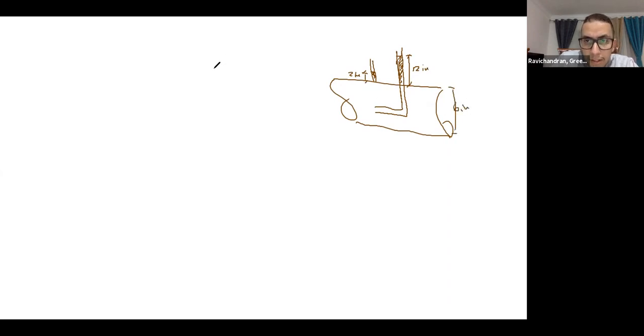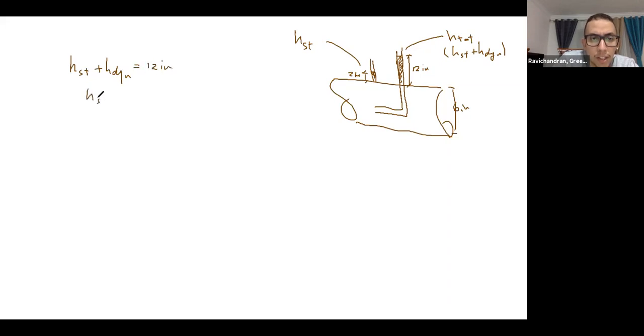This is the problem, correct? So here this refers to what? H static. And this refers to H total, which is H static plus H dynamic. Correct? So H static plus H dynamic equal 12 inch. H static alone equals 2 inch. So from these two equations, you can get H dynamic equal 12 inch minus 2 inch equal 10 inch.